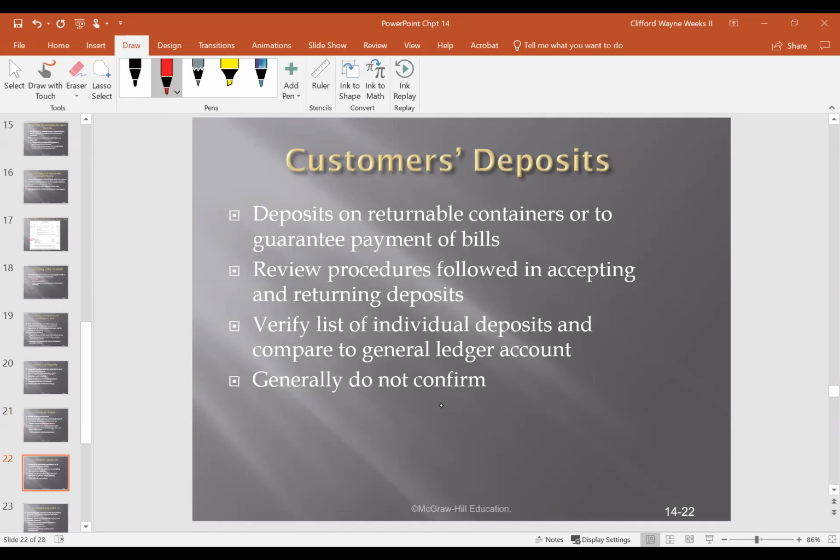Customers' deposits. These are deposits on returnable containers or to guarantee payment of bills. Review the procedures followed in accepting and returning deposits. I know that we do this in intermediate, and I usually put it on the exam as one of the problems. But returnable containers, the best example I can give you is in Michigan, the soda pop can deposits.